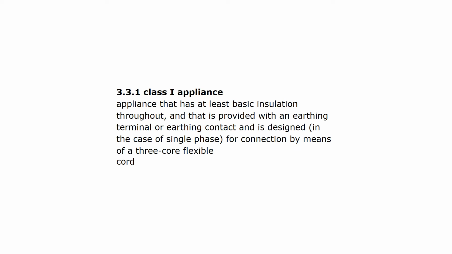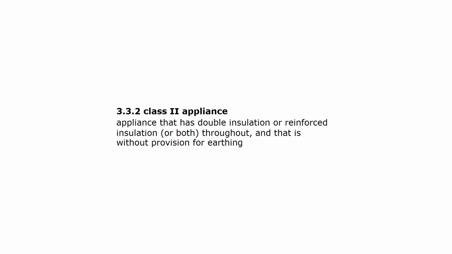Class 1 appliance: appliance that has at least basic insulation throughout and that is provided with an earthing terminal or earthing contact and is designed, in the case of a single phase, for connection by means of a 3-core flexible cord. Class 2 appliance: appliance that has double insulation or reinforced insulation or both throughout and that is without provision for earthing.